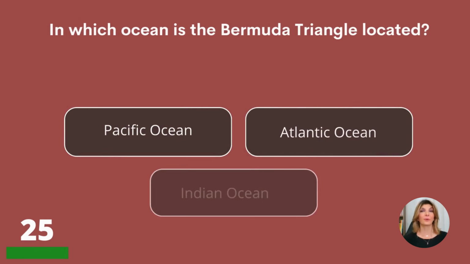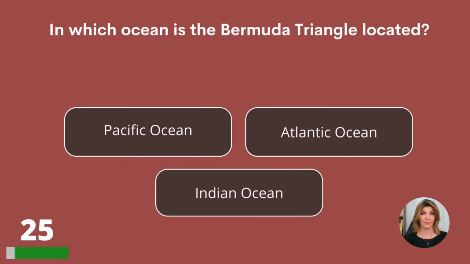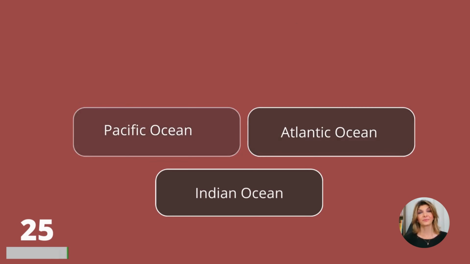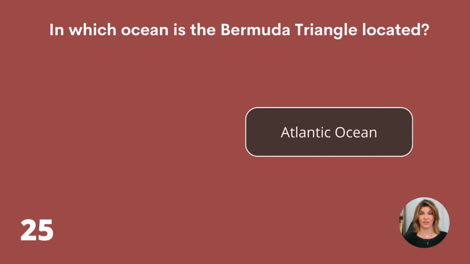In which ocean is the Bermuda Triangle located? The Pacific, the Atlantic, or the Indian? The Atlantic Ocean. Question 26.